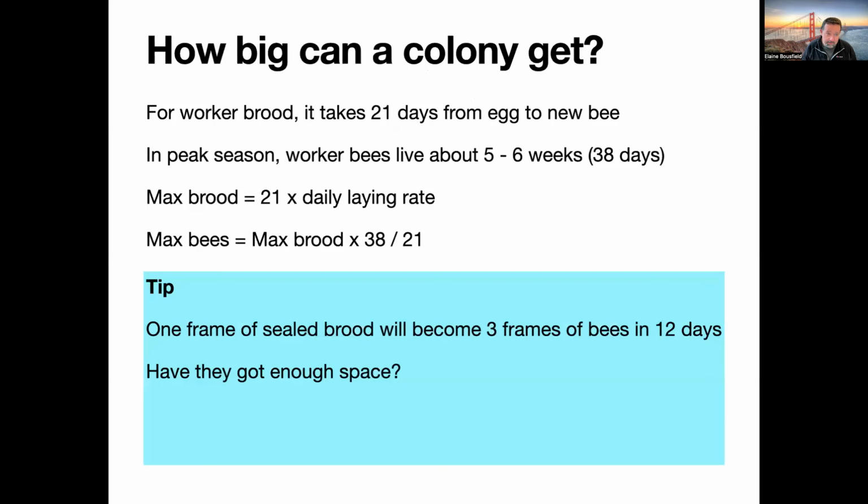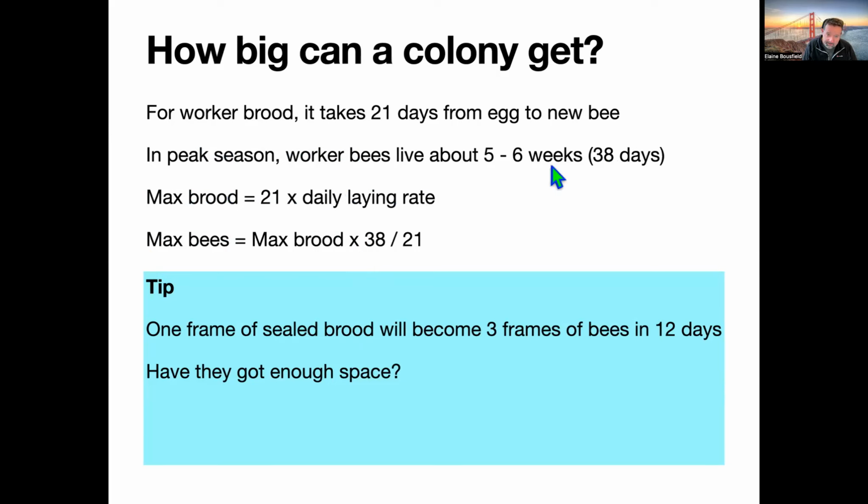So now you can also work out what the maximum brood is likely to be in your colony if you know the laying rate, because you know that brood is only there for 21 days. It has to be, because from an egg to a bee is 21 days. You can't be any longer. So the 21 days times the laying rate will give you your maximum brood.